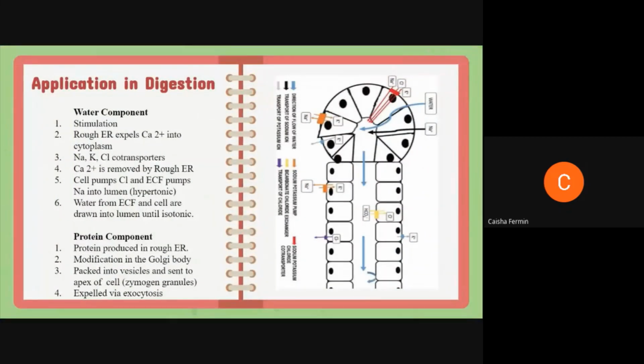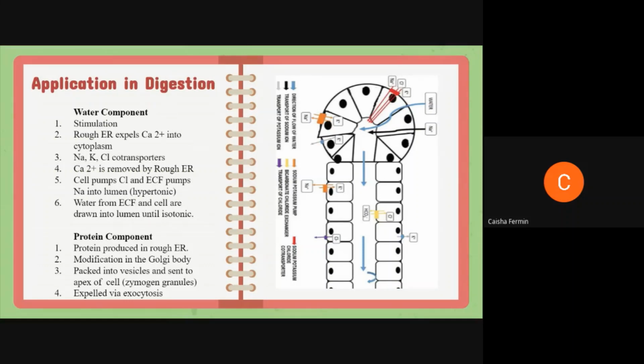Okay, so I'll explain how it works when you have to eat food. First, we'll start with the water component. There is some type of neural stimulation, whether smelling food, seeing food, thinking about it, or there are also hormones like testosterone and thyroxine that trigger this.